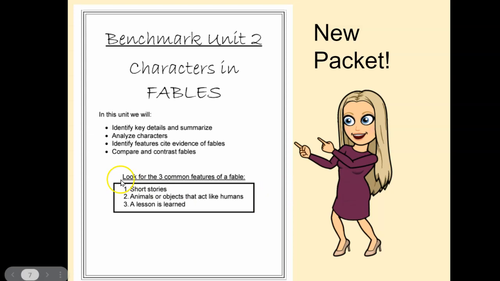We're going to look for 3 common features in a fable. One, it's a short story. Two, animals or objects that act like humans. Most of the time, animals or objects talk to each other. And three, there's a lesson that is learned, or the moral of the story, they call it.